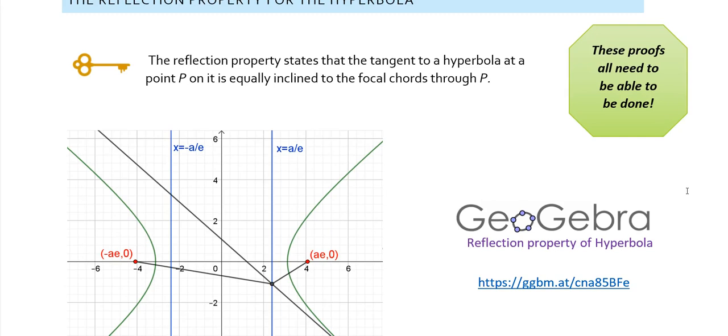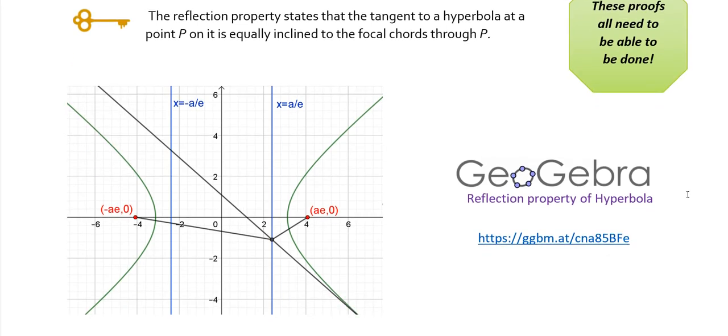So the reflection property states that the tangent to a hyperbola at point P, well, point P is not actually shown on the diagram, but let's presume it's down here somewhere. So the tangent to a hyperbola at a point P is equally inclined to the focal chords through P.